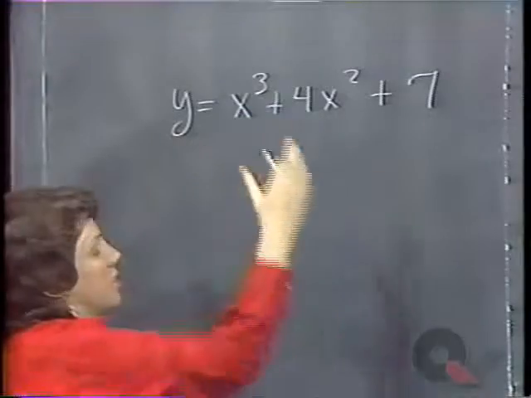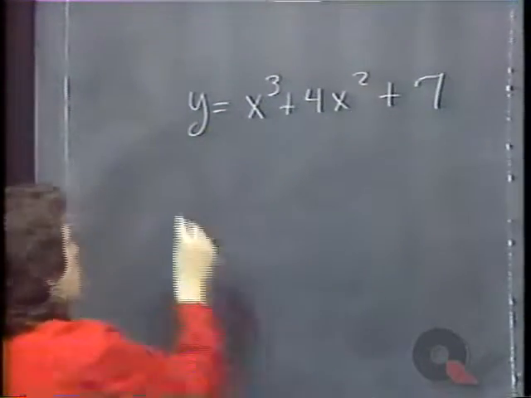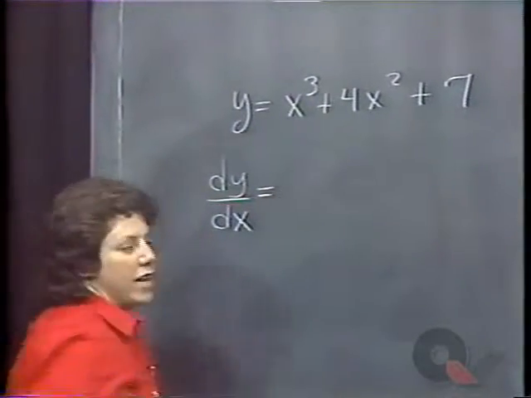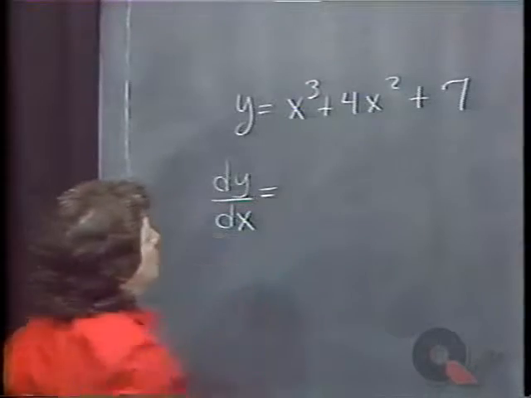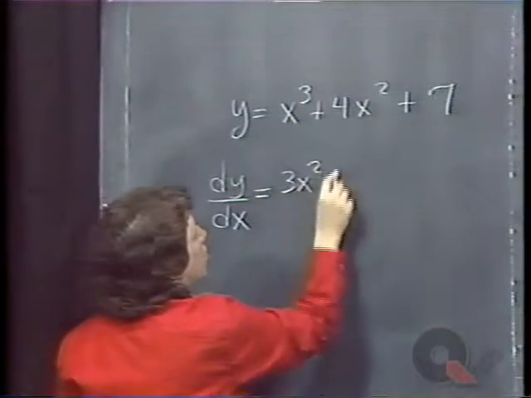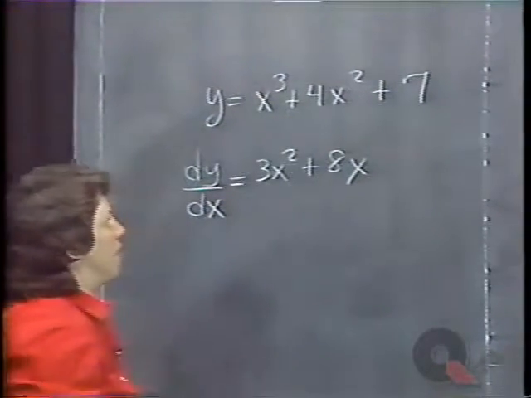Y was given to us explicitly as a function of x, that is, y equals some function of x, and we were asked to find dy dx, or the derivative of y with respect to x. For example, in this case, the derivative of y with respect to x was 3x squared plus 8x. Y was given explicitly as a function of x.